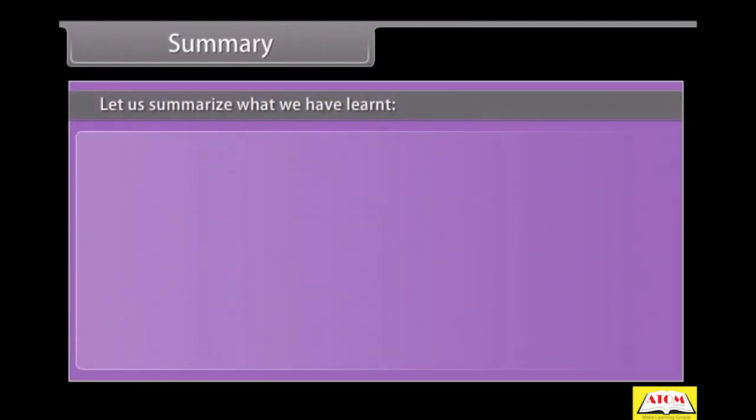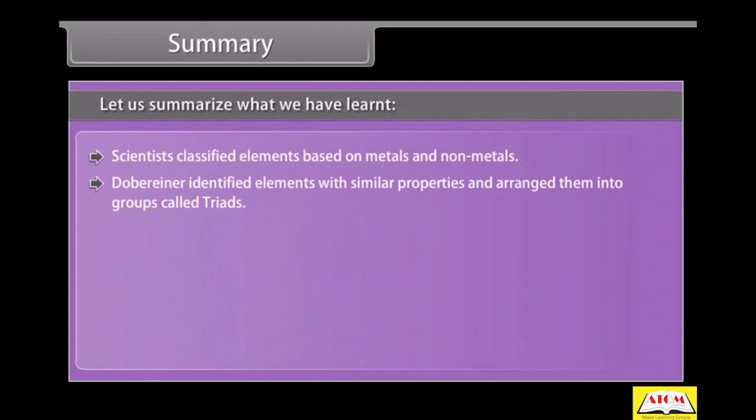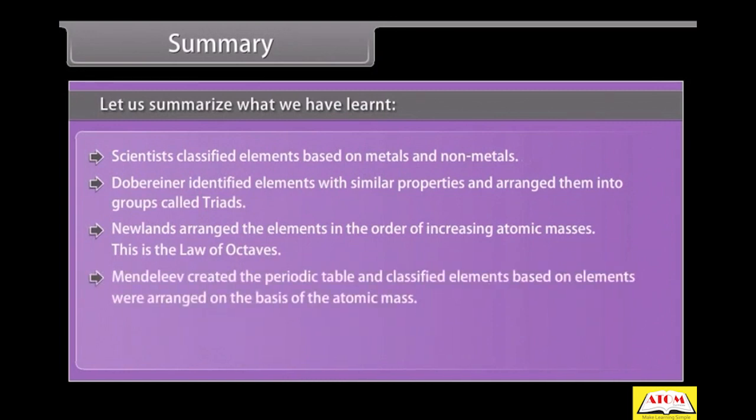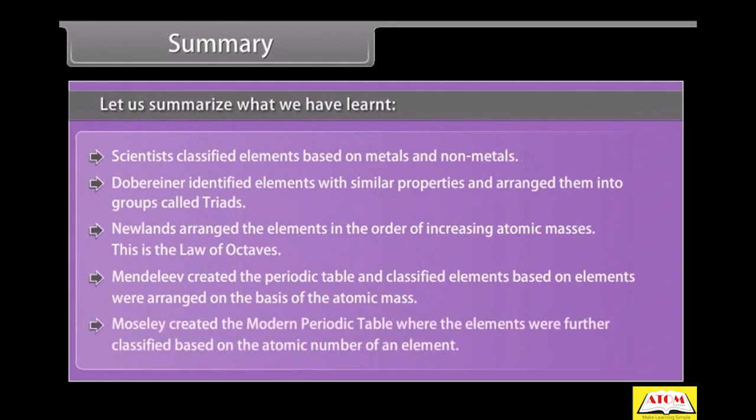Summary. Let us summarize what we have learned. Scientists classified elements based on metals and non-metals. Barberena identified elements with similar properties and arranged them into groups called triads. Newlands arranged the elements in the order of increasing atomic masses. This is the law of octaves. Mendeleev created the periodic table where elements were arranged on the basis of the atomic mass. Moseley created the modern periodic table where the elements were further classified based on the atomic number of an element.